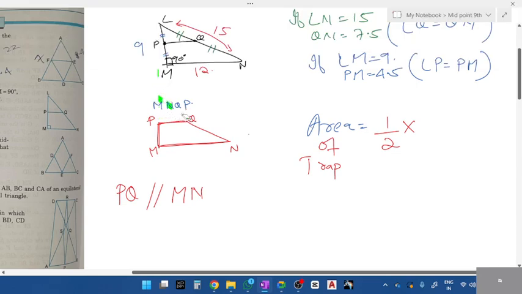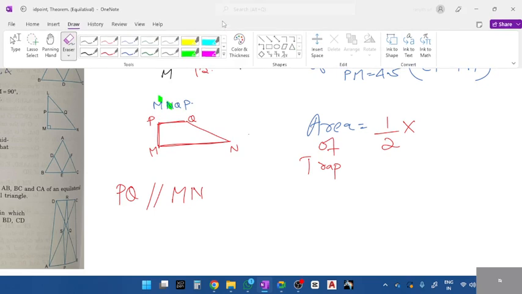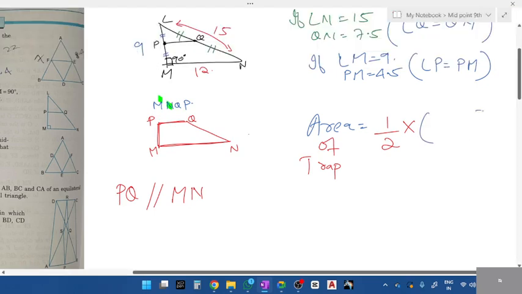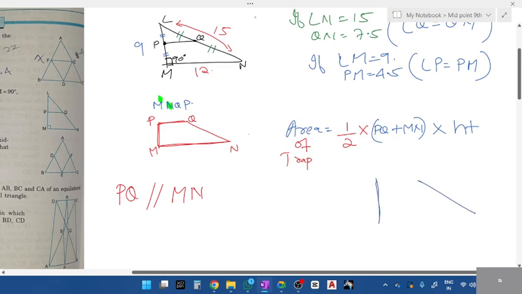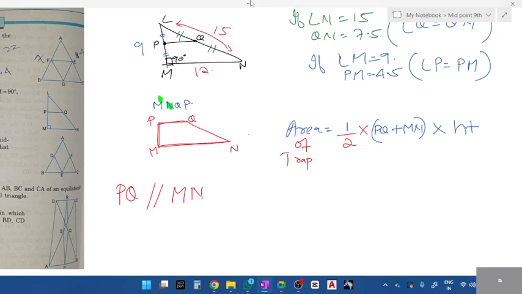Therefore, remember, the area of a trapezium is very simple. Half into the sum of parallel sides. What do you mean by the sum of parallel sides? PQ plus, which is the other parallel? MN. Yes. Half into the sum of parallel sides into height. What do you mean by height? How do you measure height, students? Standing straight or slanting? Straight. Which line is straight here? PM or QN? PM. That's it. So this is the formula.